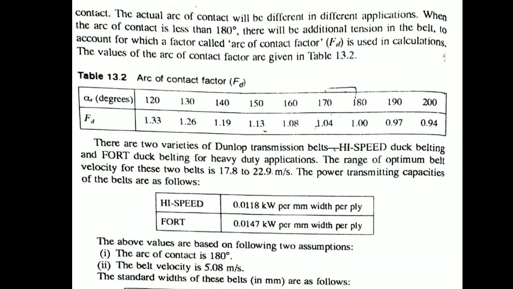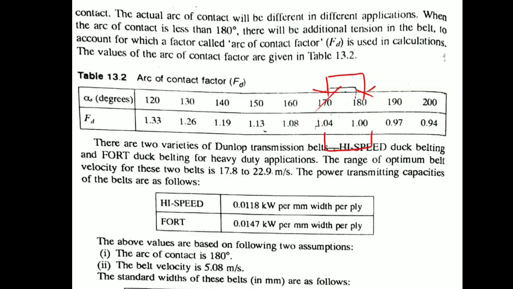See, 175 is in degrees. So 175 is situated in between 170 and 180, and the values are 1.04 and 1, correct? So our arc of contact factor is situated in between these. For that I will do the interpolation like this.